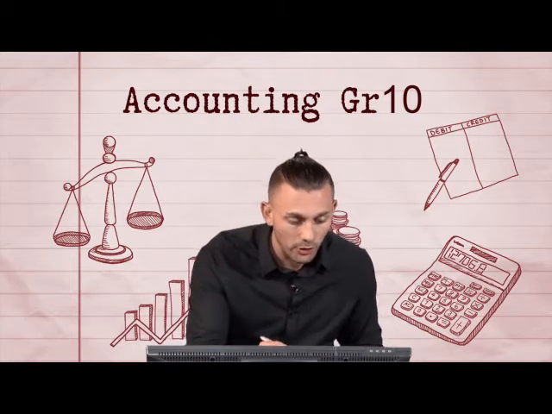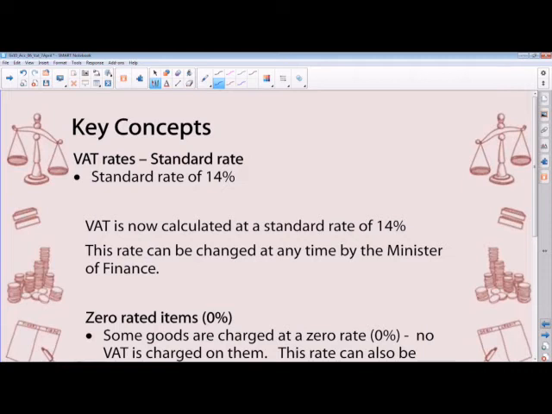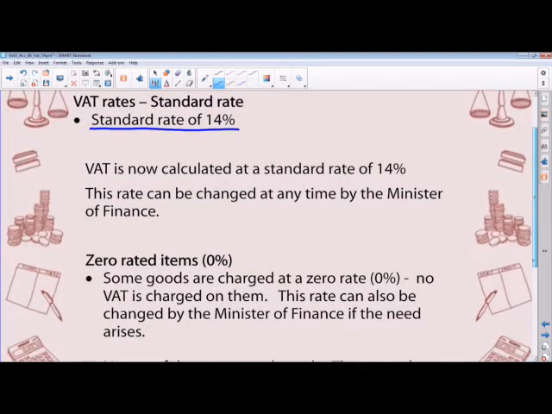So very first, your standard rate, just like I said, is 14%. And VAT is now calculated at the standard rate of 14%. And as I said before, this rate can be changed at any time by the Minister of Finance. Now, that's your very first one, and that's your standard one. That's the one we'll generally use.